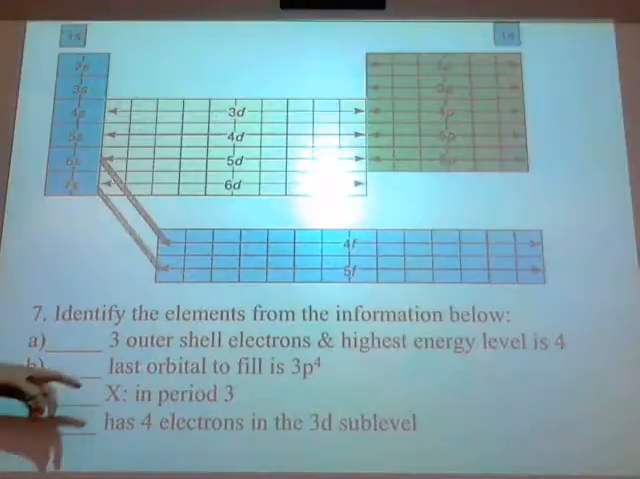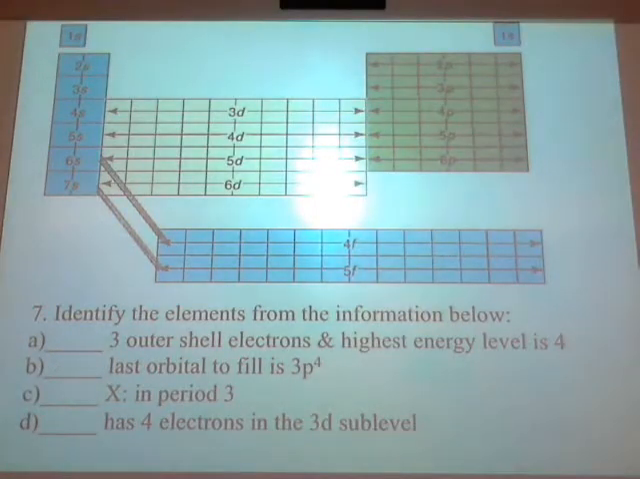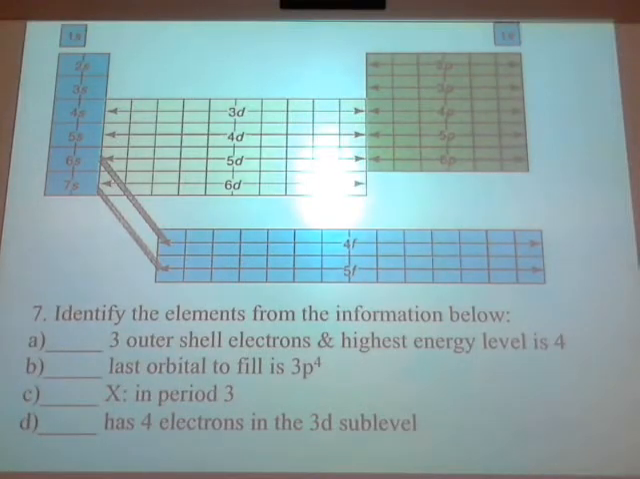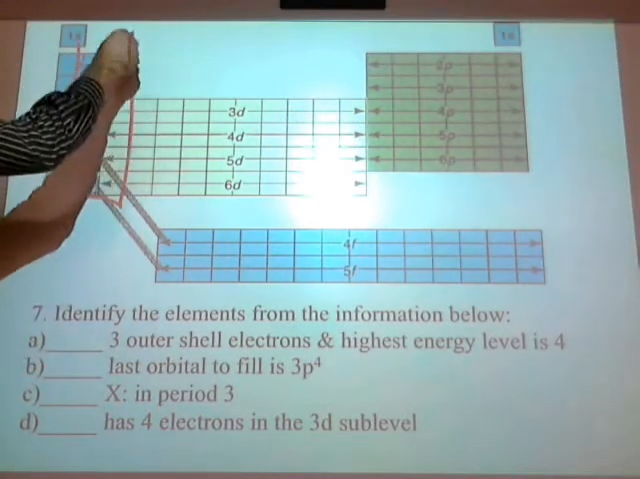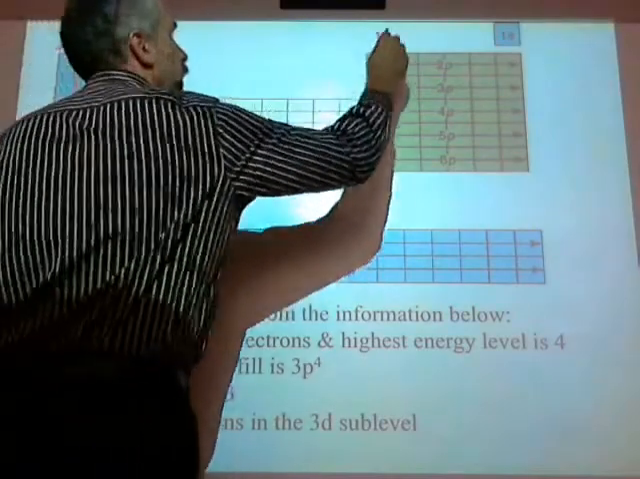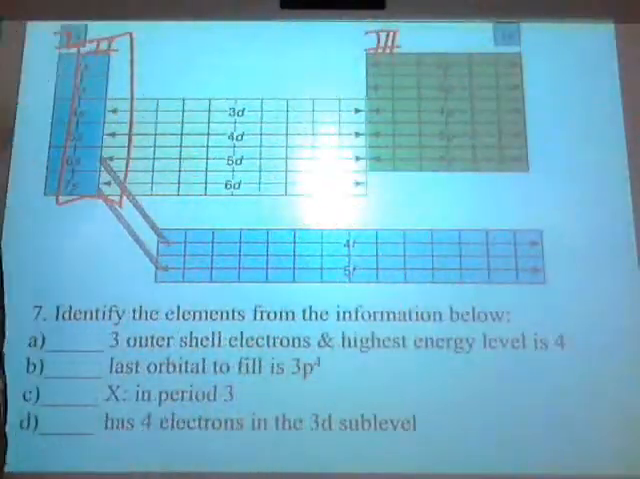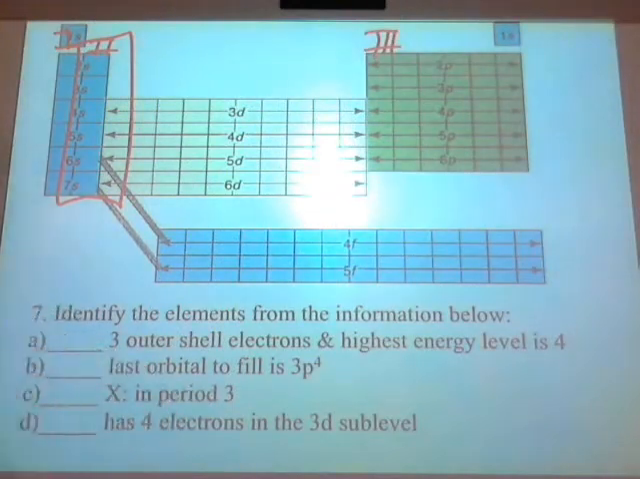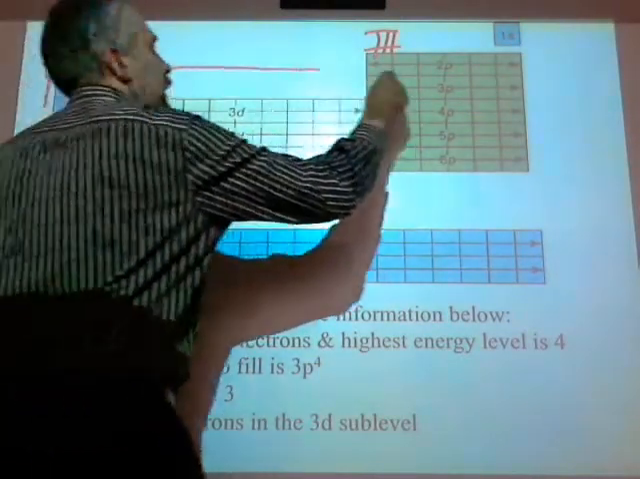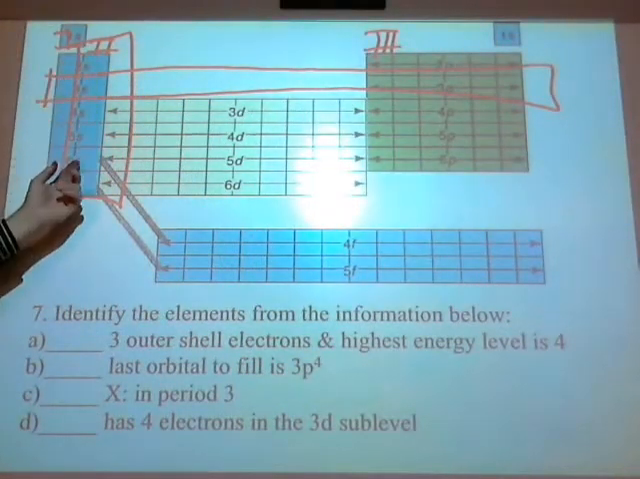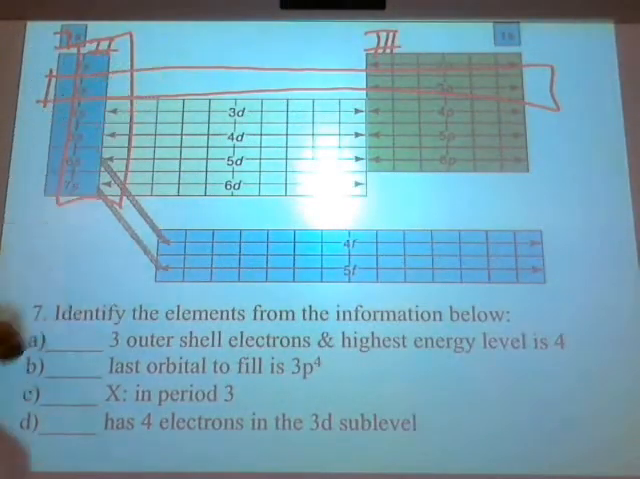Now, how about this guy? He has that electron dot notation, and he's in period 3. Well, that tells me he is right here. He's in group 2. Remember, this is group 1, group 2, group 3, and so on. So I know he has 2 outer shell electrons. He's in period 3. He's got to be one of these guys. Who is he? Who is it that's in group 2 and period 3?